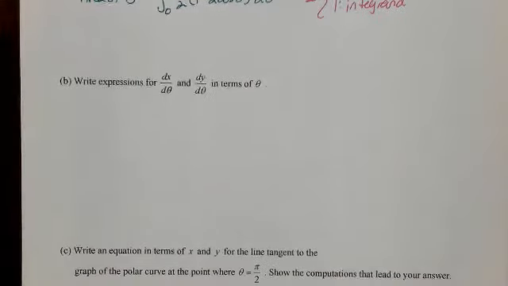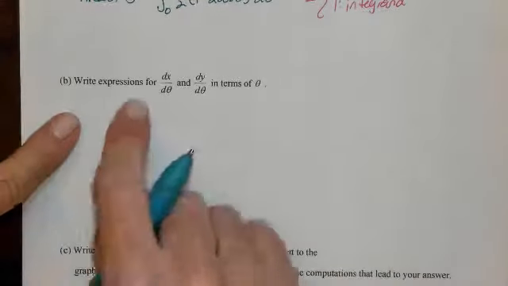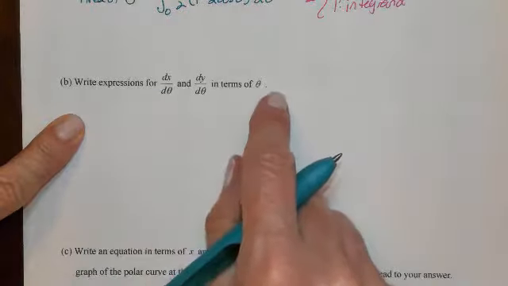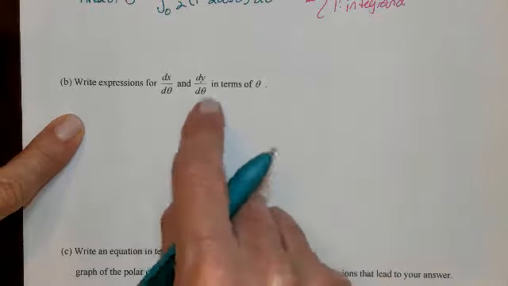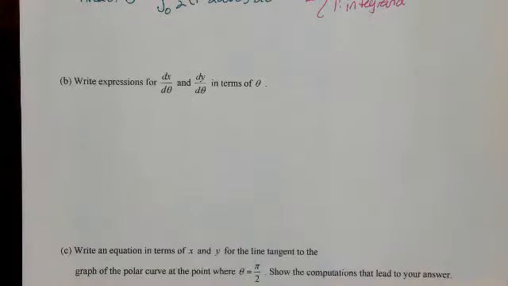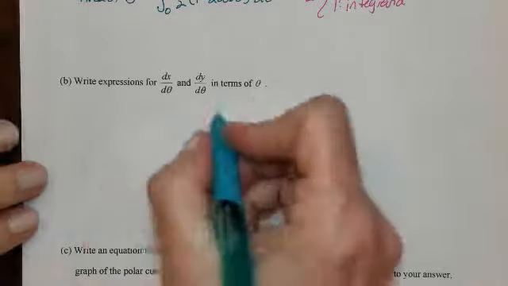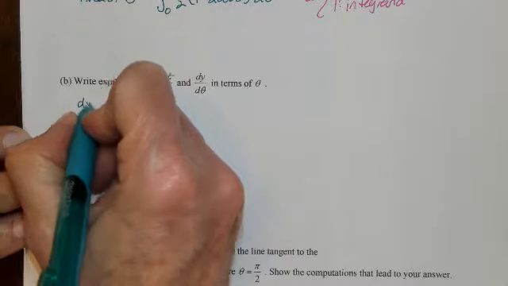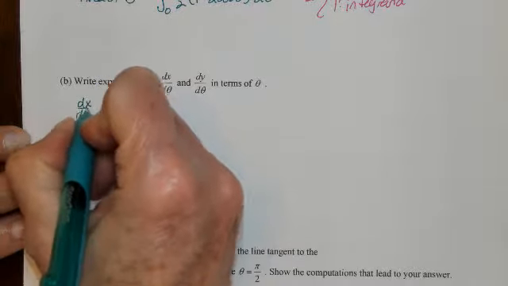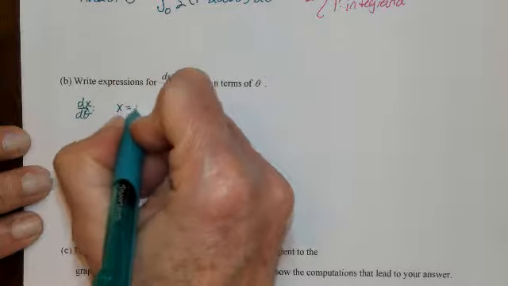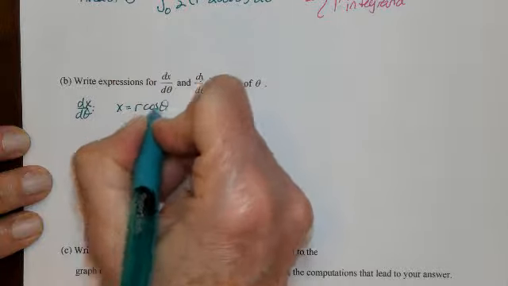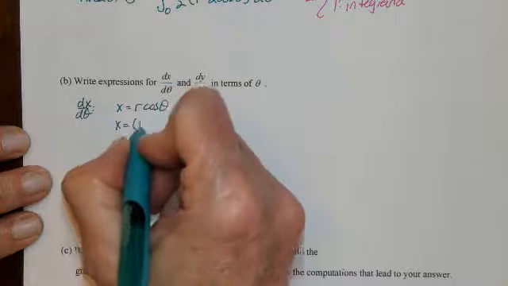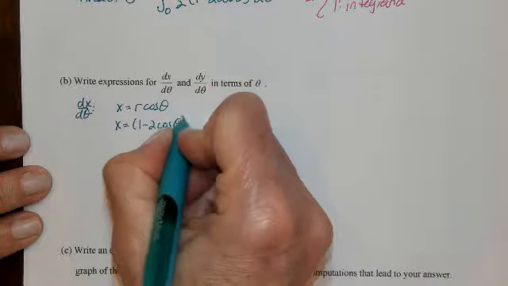Okay, part B. Write expressions for dx/d theta and dy/d theta in terms of theta. So they're not asking us to find the slope, they're just asking us to find the top and the bottom of the slope. All right, so I'm going to start here with dx/d theta. For dx/d theta, I know x is equal to r cosine theta, right? So for us, r is 1 minus 2 cosine theta.